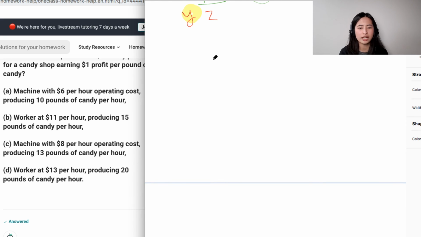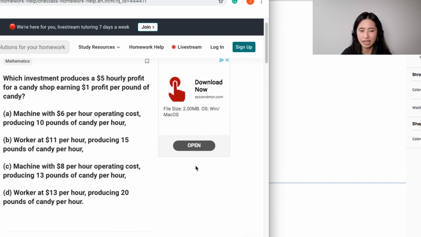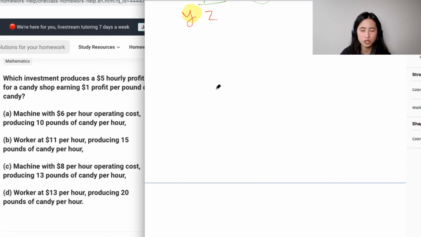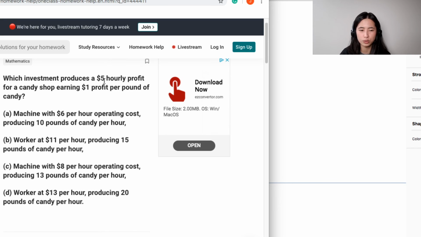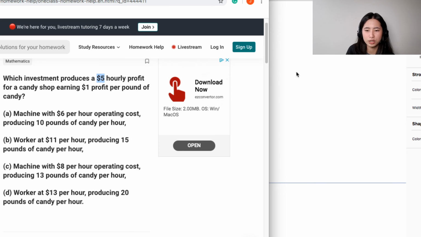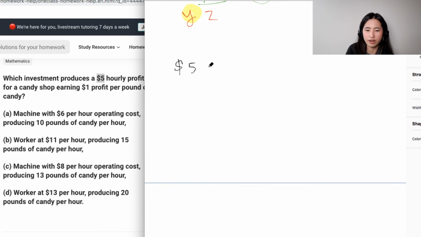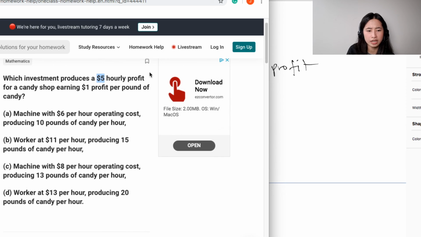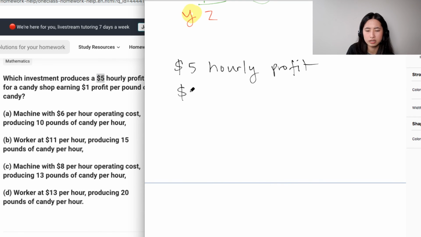By the way, anytime you're trying to solve a question, and I'm speaking for science and math, especially if it's a huge chunk of paragraph, try to write the numbers on your own, just the keywords. So let's say you have a $5 hourly profit. Write that down, or even underline, but because we don't have that option over here, I'm just going to write this down. So this is the $5 hourly profit. And then the next one is earning a dollar profit per pound of candy.